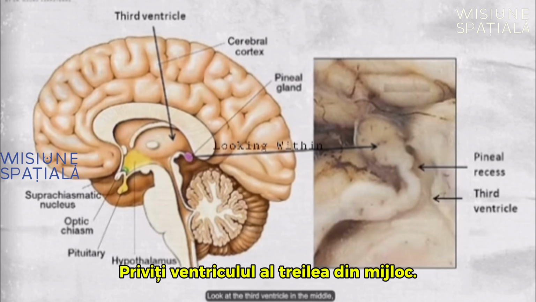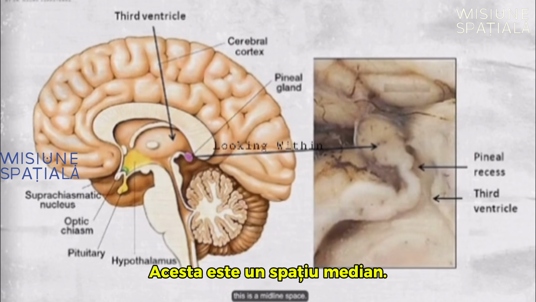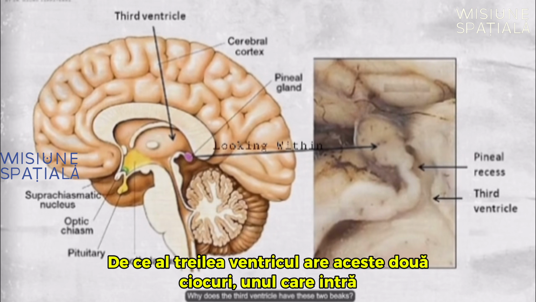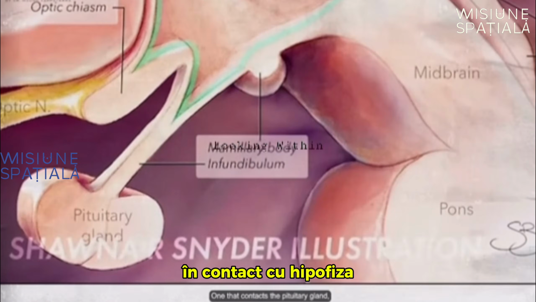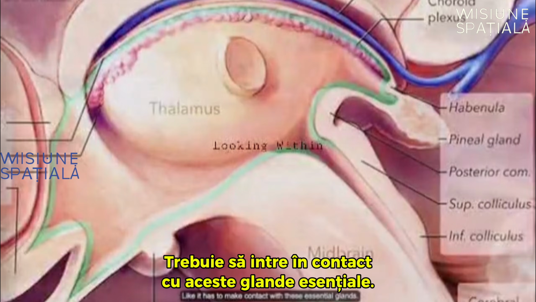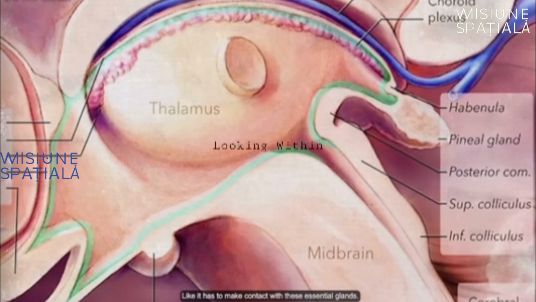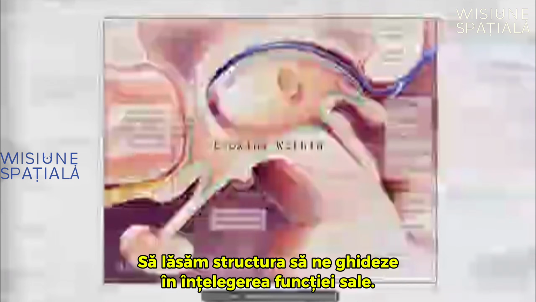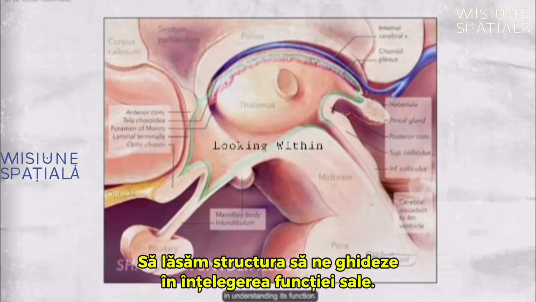Look at the third ventricle in the middle. This is a midline space. Why does the third ventricle have these two beaks? One that contacts the pituitary gland and the other one that contacts the pineal gland. It's like it has to make contact with these essential glands. So let's allow the structure to guide us in understanding its function.